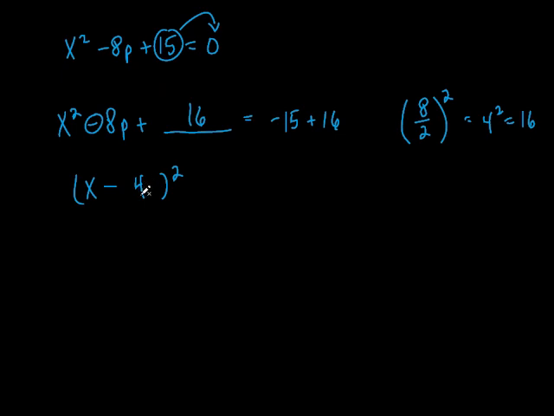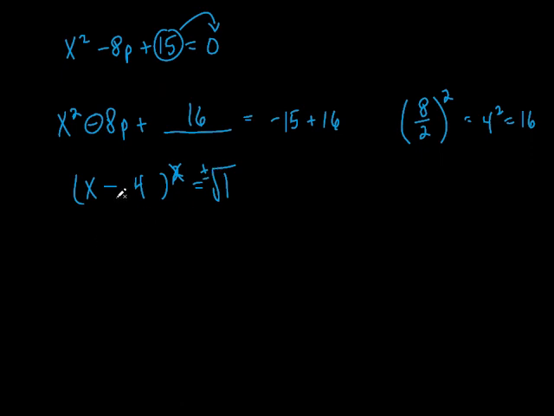Look, that 4 you can get two ways. You could either take half of the middle one, or you could just take the square root of the end one. It's the same exact number. Equals what? Negative 15 plus 16 is 1. And if you square root that, that's still going to equal 1. But it's not just 1, it's plus or minus, right?